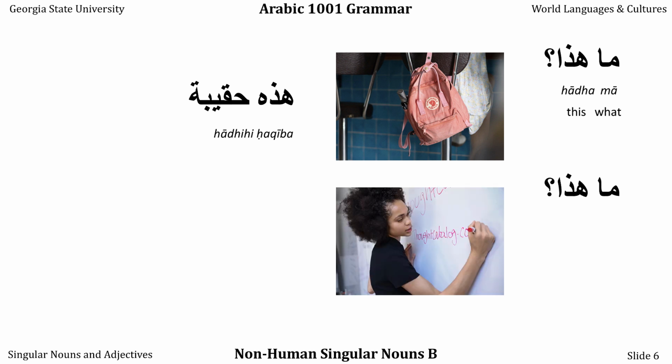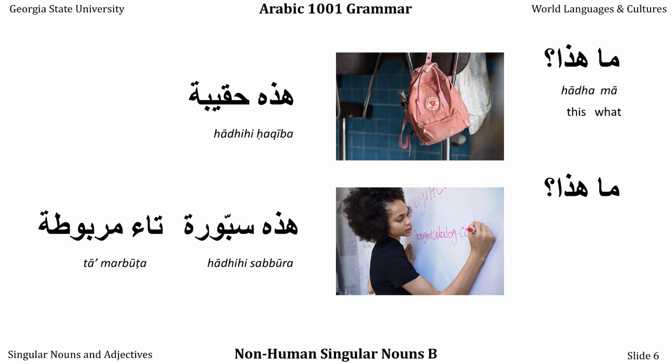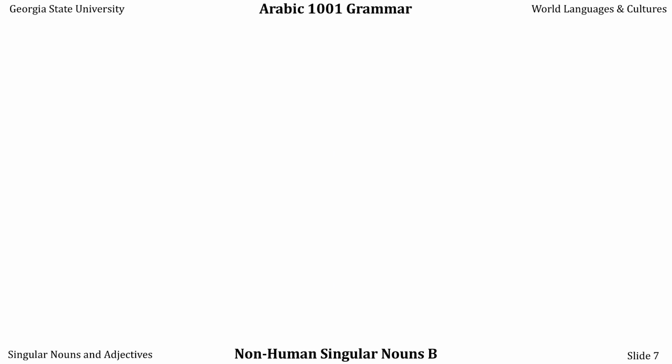Ma hadha, we don't know what this is that this woman is writing on, and our answer is hadhihi sabura. And a sabura is a blackboard or a whiteboard. But it's feminine. We know this because it ends in ta marbuta. Here's ta marbuta by itself, not connected to the previous letter. So we're going to say hadhihi instead of hadha, the feminine this. And again, both of these words end in 2 different forms of the letter ta marbuta, which is the feminine marker.